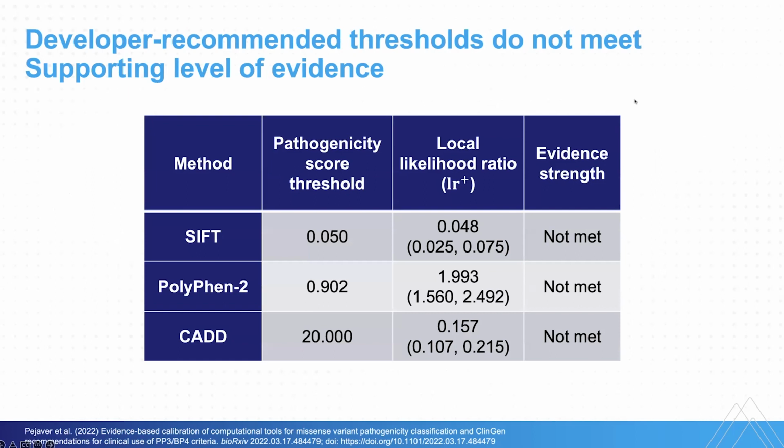One thing we did want to explore was whether the default thresholds of some standard methods that are very commonly used in this context would achieve supporting levels of evidence. And it turns out they don't. These are the default thresholds that one would use for SIFT, PolyPhen, or CADD, and the local likelihood ratios, or the posterior probabilities, don't match the ones I showed in the table earlier. So the evidence strength was not met.